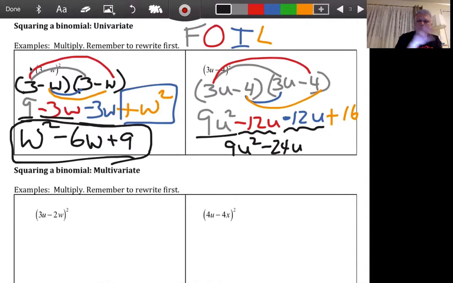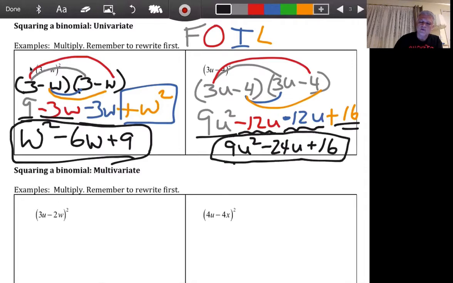Okay, so minus 12u is minus 24u. And then we've got this plus 16, which has no like terms at all. So we simply bring it down. U to the second, u to the first, u to the 0. There's no u's there. We have no like terms. We have simplest form. That is your answer. That's the best possible answer.